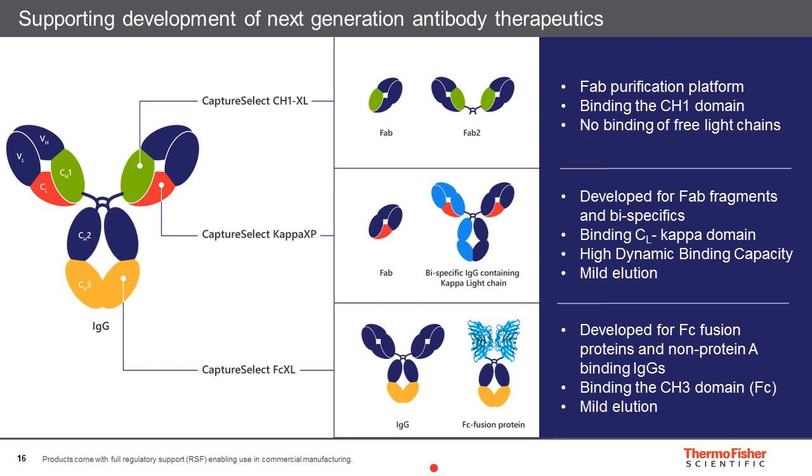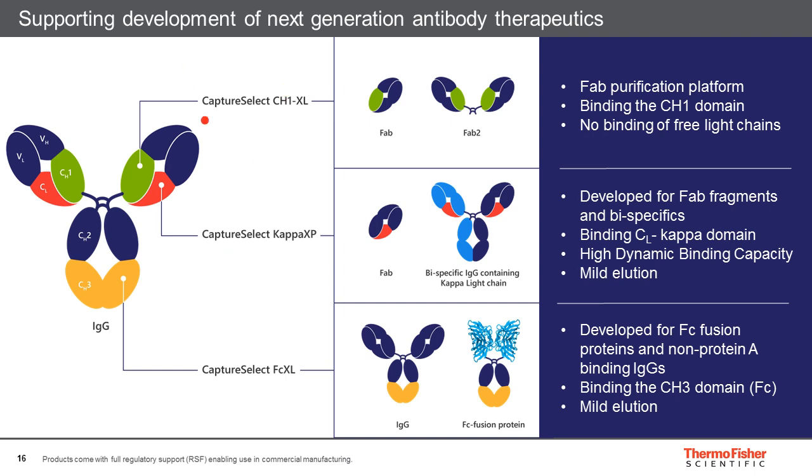So what we've been trying to do with the CaptureSelect technology is focus on parts of the IgG where Protein A does not bind. Protein A will bind to the CH2-CH3 interface, and what we've been trying to do is come up with resins and ligands which bind to different areas of the antibody or antibody fragments.